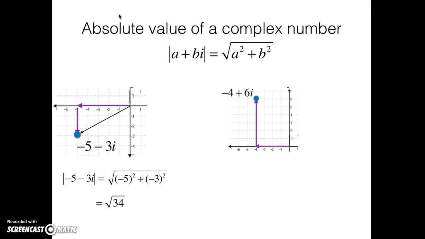Here's another example, -4 plus 6i. Again, we're looking for the distance between the origin and the point. We use the Pythagorean theorem. We plug in -4 squared plus 6 squared. That's 16 plus 36, square root of 52. We can simplify the square root of 52 because 4 goes into 52. 4 times 13 is the square root of 52. So we can pull a 2 out of the radical, end up with 2 square root of 13.